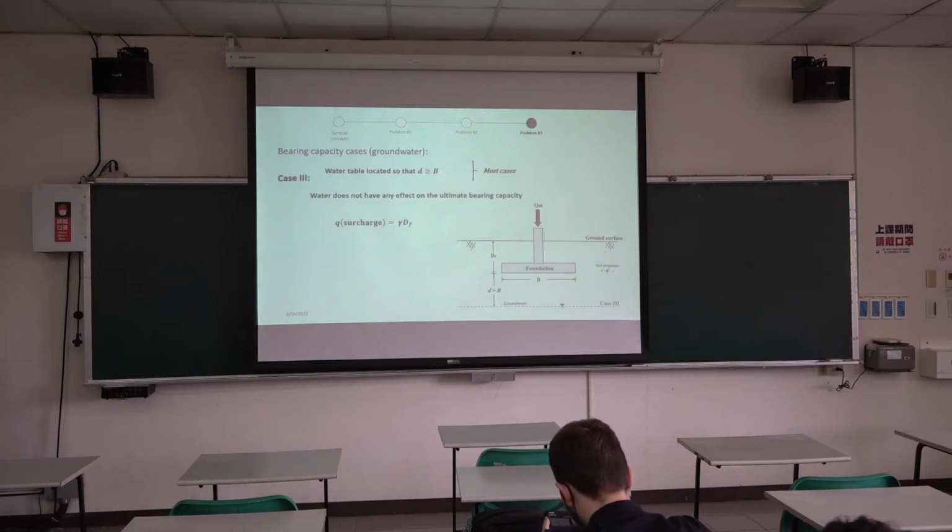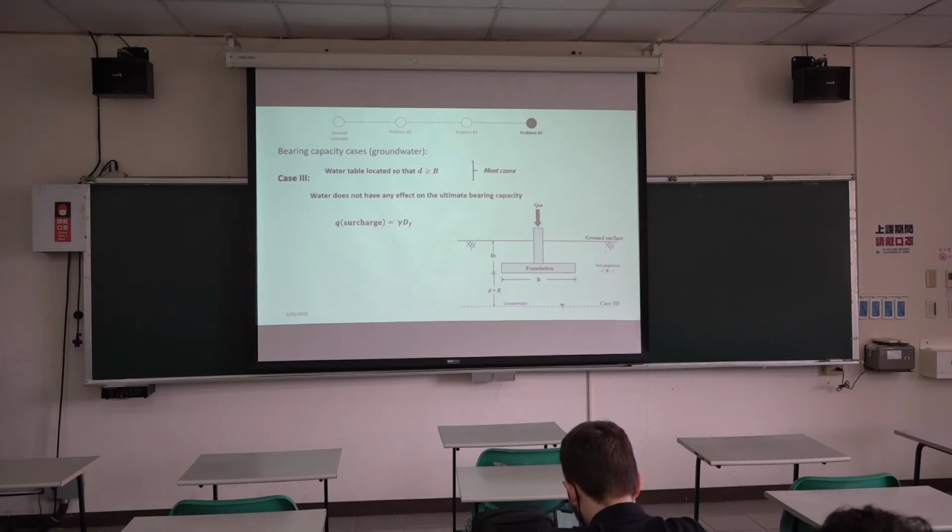The third case is where you have the water table at a very large distance from the bottom of the foundation. If the distance from the bottom of the foundation to the water table is greater than the width of the foundation, then the water table will have no effect on the ultimate bearing capacity. So you can neglect the effect of the water table. The surcharge will be the normal gamma dF as we've used in the previous case. These are the three scenarios that Professor Lee highlighted in last week's class.